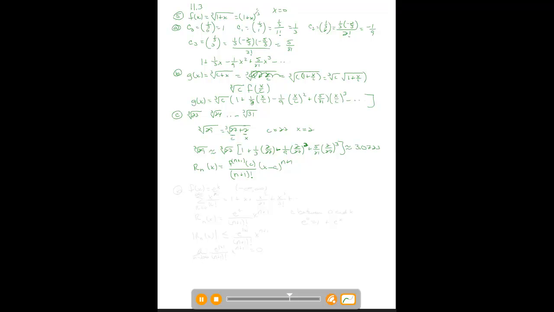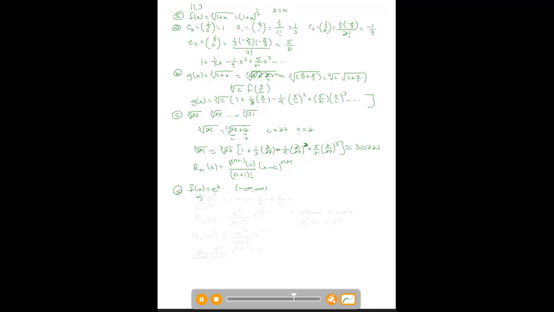And so that's what I'm going to work with in this section here. We're talking about when you truncate it, what's the remainder? And then the question is, does the remainder converge to 0? Okay, so example 6 says, show that the Maclaurin series for e to the x converges for x from negative infinity to infinity.